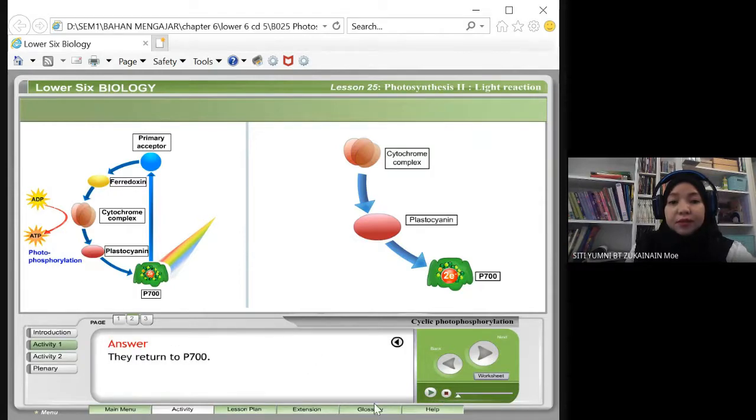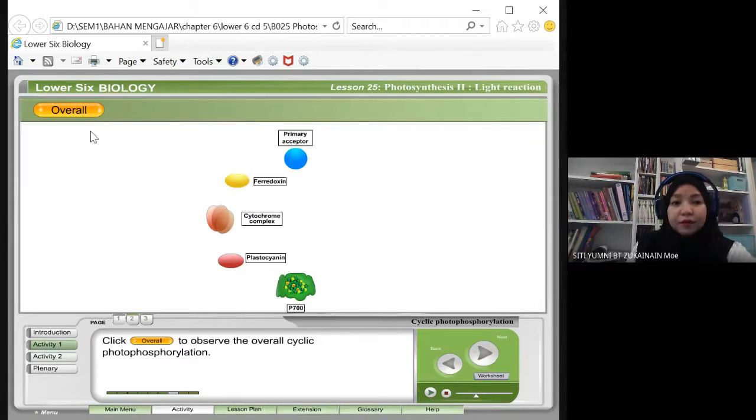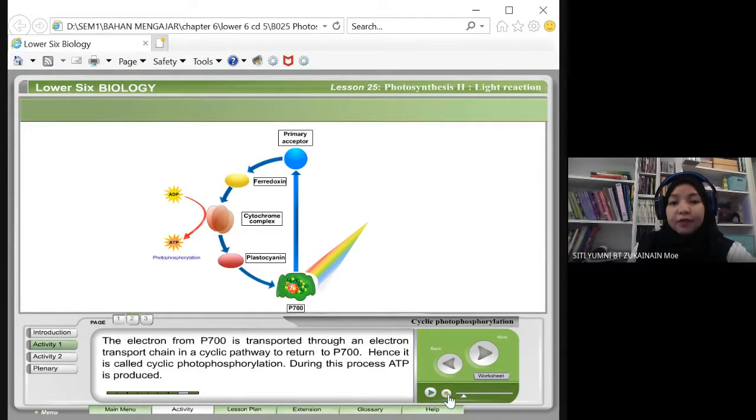So in step 3, from the cytochrome complex, the electrons lose their energy and return back to photosystem 1 P700 via plastocyanin. So overall, the cyclic photophosphorylation starts when the light strikes photosystem 1 and the electron from P700 is transported through an electron transport chain in a cyclic pathway to return back to photosystem 1 P700. Hence, it is called cyclic photophosphorylation.